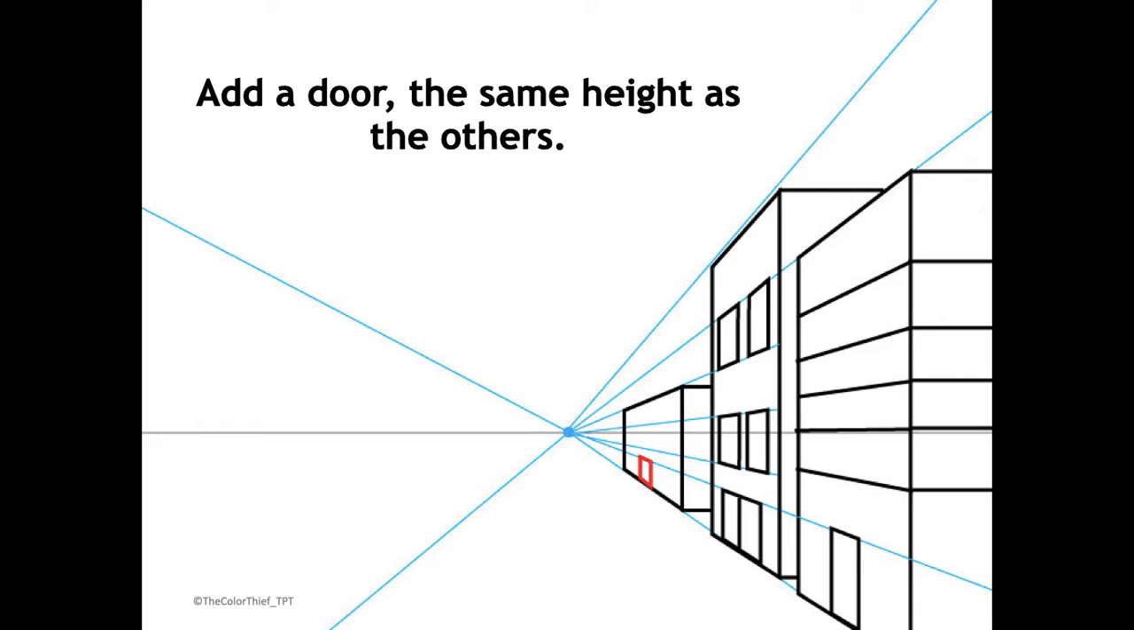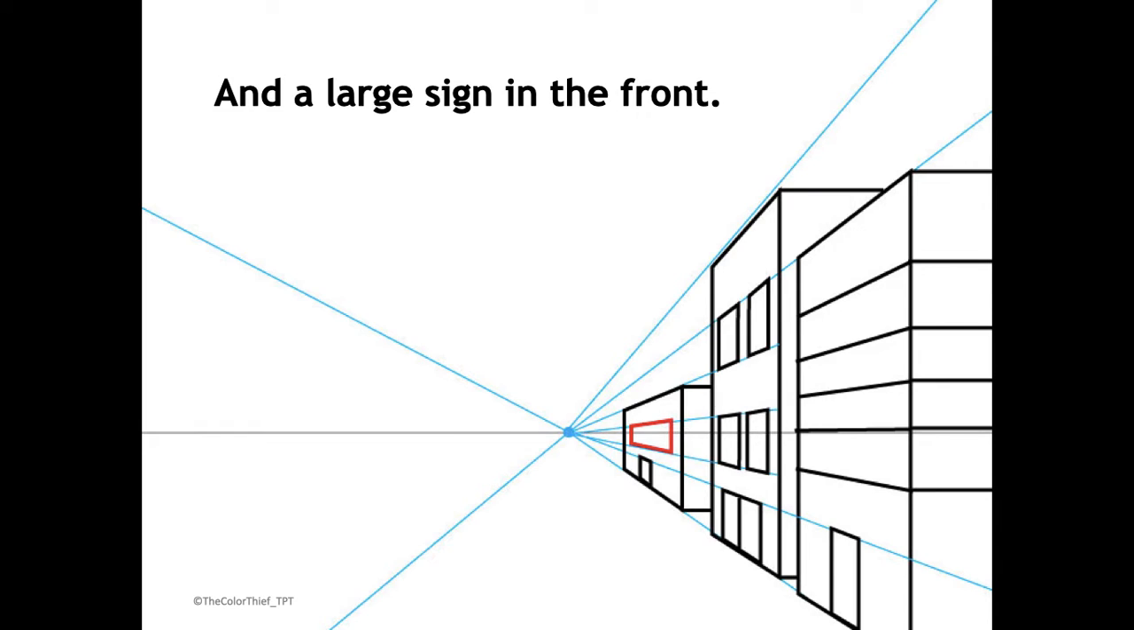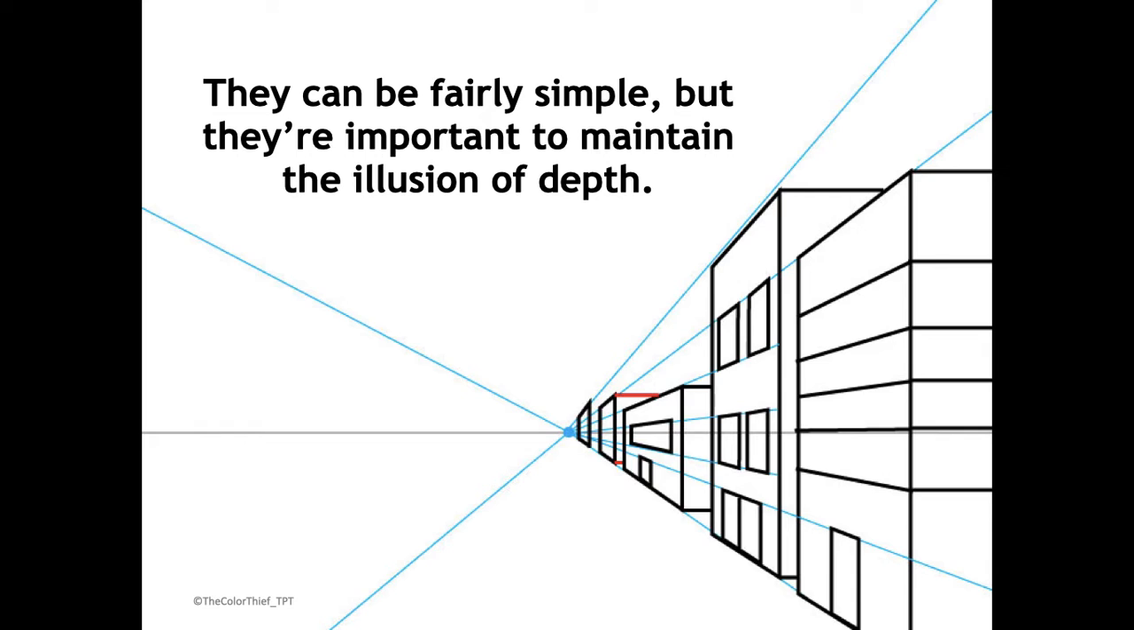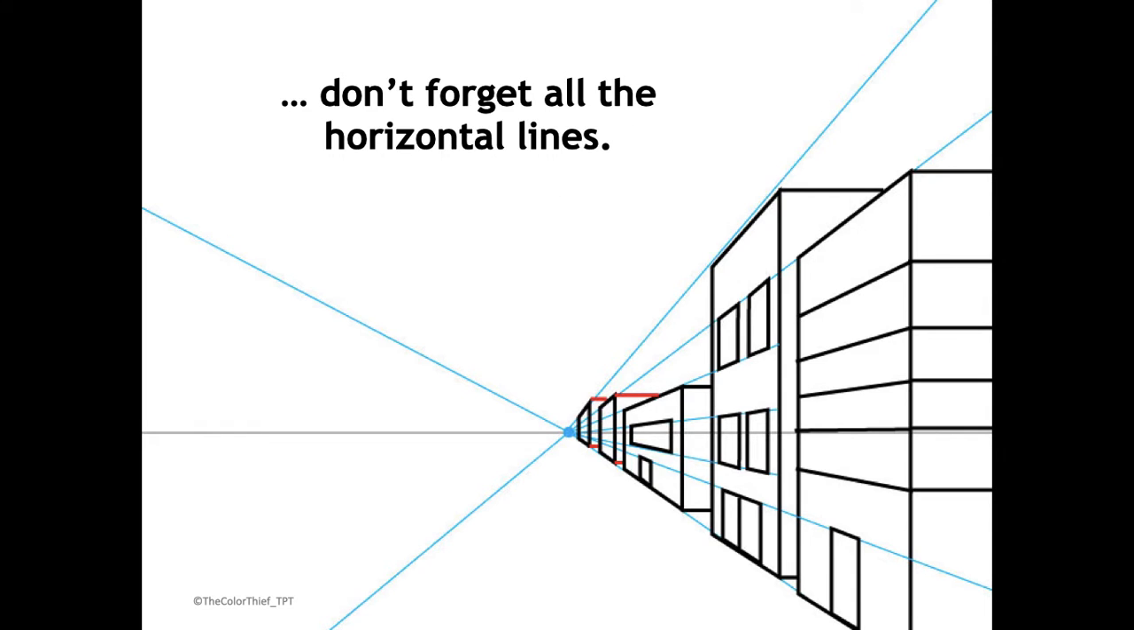And finally, you'll put in your door, again at the same height as your first and your second doors. And a large sign in the front. The bottom and top of the sign will go to your vanishing point. The sides will be straight vertical lines. If you have room, make a few more little buildings that go off into the distance.